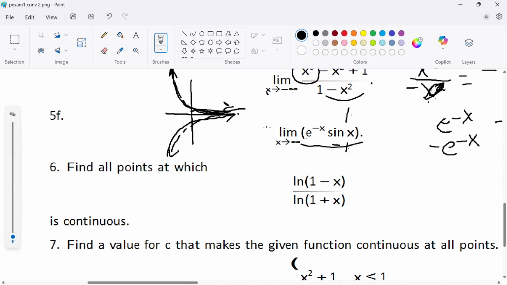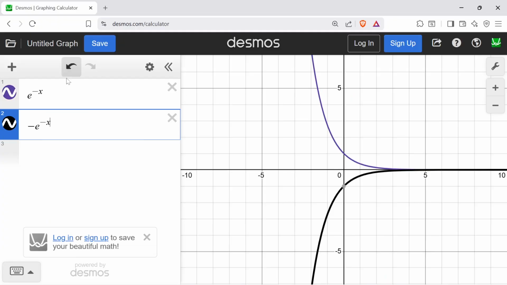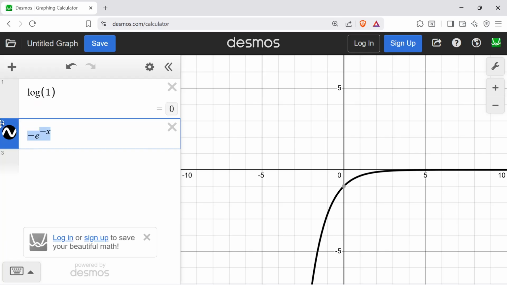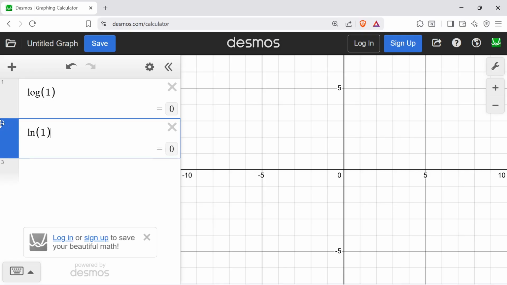Okay, find all points at which this graph is continuous. You have to know a few things about logs. The natural log of 1 is 0. Let me show you that on Desmos. If I put log of 1, it is 0. In other words, any log, because I didn't even do natural log there, natural log of 1 is 0.